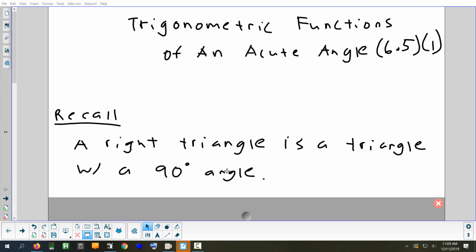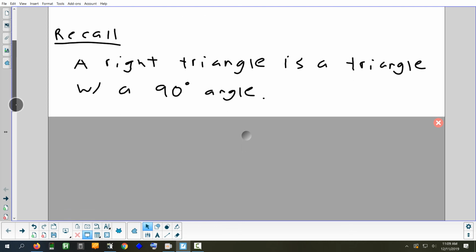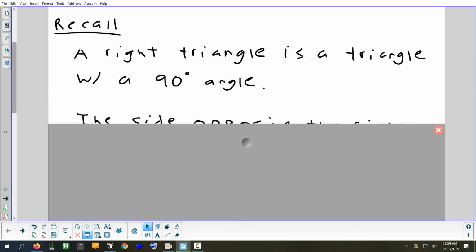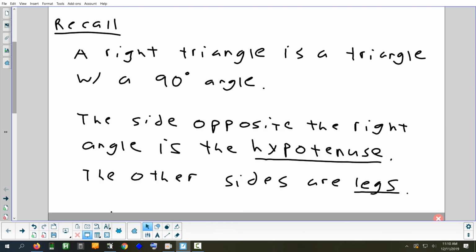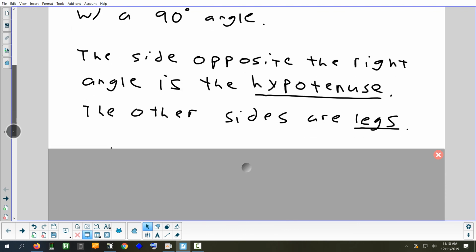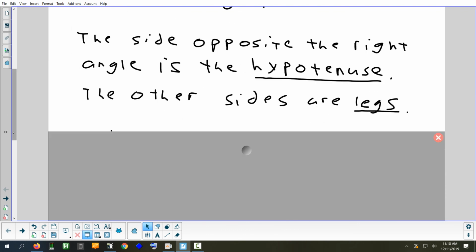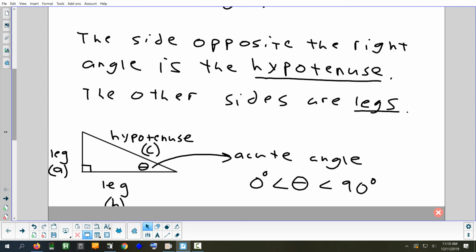Okay, so just a couple basic reminders about right triangles and some different terms we'll use. Right triangle means that you have a 90-degree angle. What's the side across from the 90 called? Hypotenuse. And what are the other two sides called? The legs. So hypotenuse is always across from the 90. Legs are the other two sides. Okay, so here's a picture of what we just said.